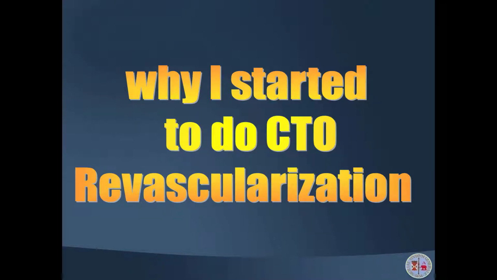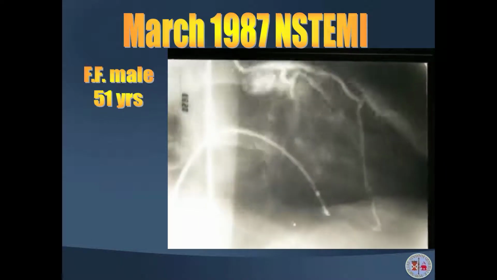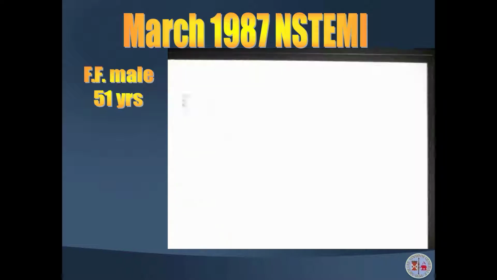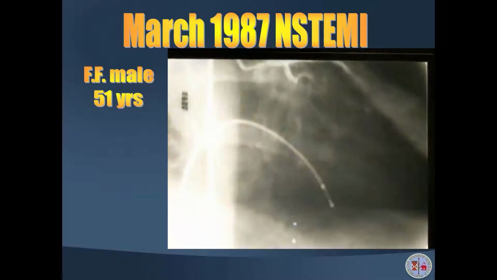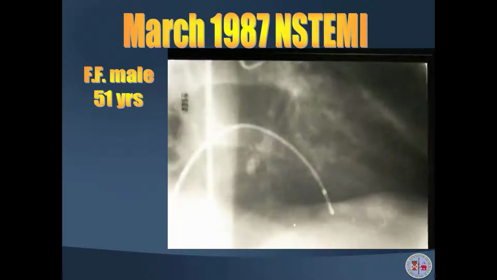So this is, I want to show this slide because these few slides are important to explain why I started to do CTO revascularization. This is a case you can see from the old film. It was 1987. This patient had NSTEMI. I'm not so old, but I will show you why I show this case. So this was a 51 year old male.